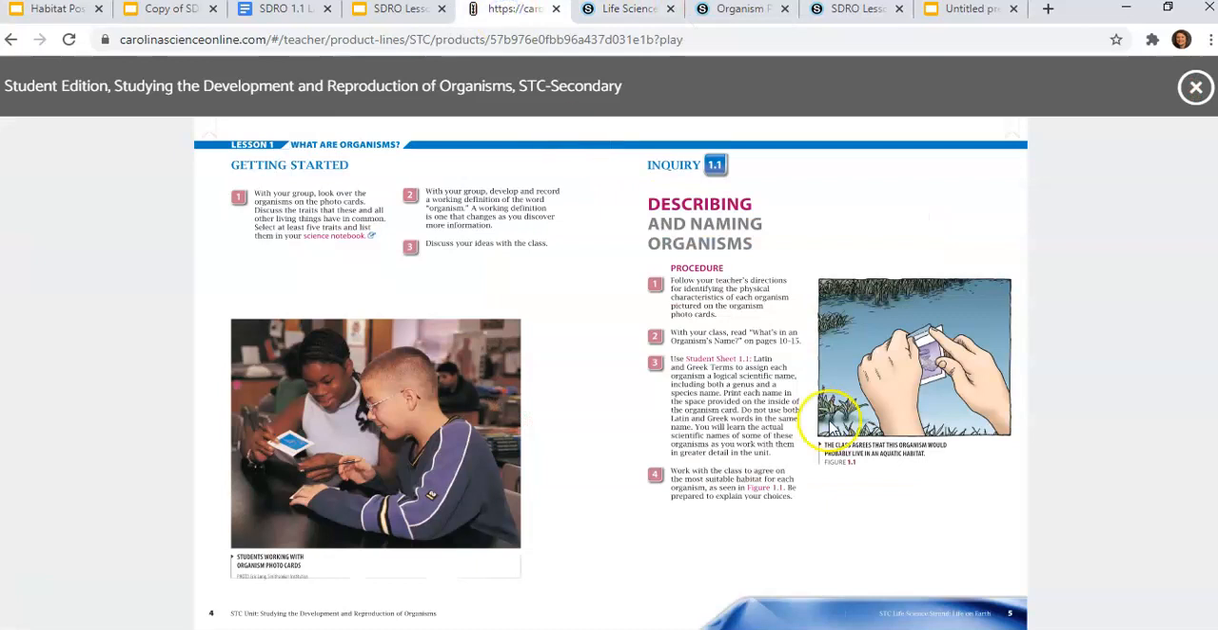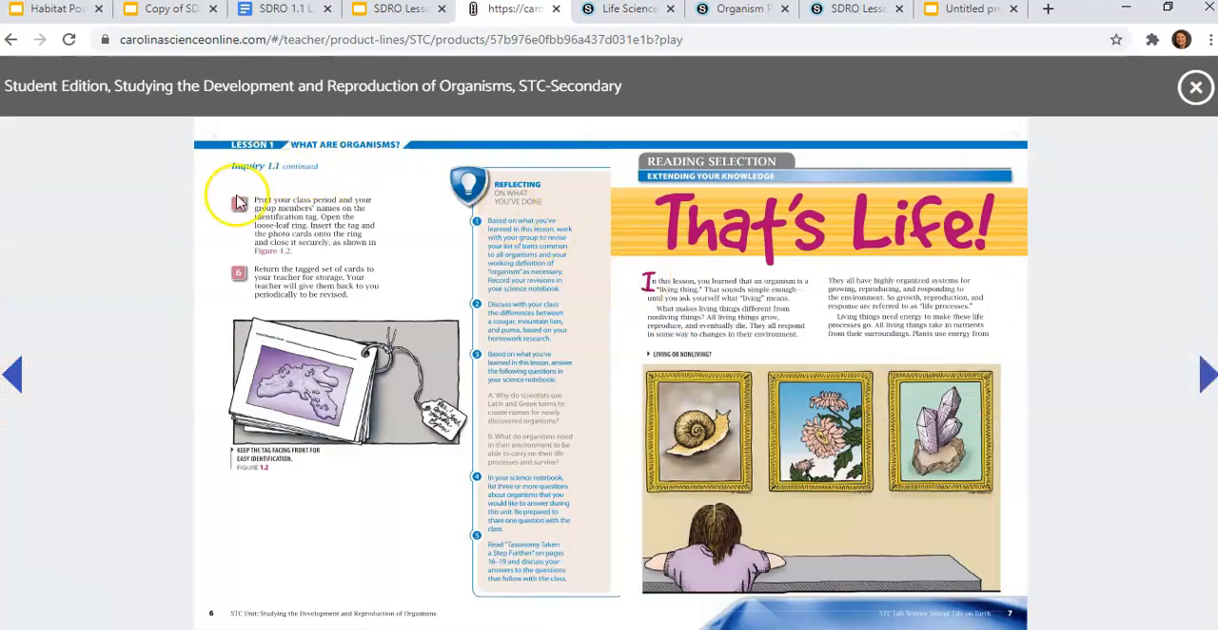Okay, now if we continue looking at our procedures in the lab, it tells some things that we're not going to be doing because ours is digital or virtual. But if we were in class and made these on actual paper cards, we would do steps 5 and 6. But we're going to skip steps 5 and 6 because we are not actually in the classroom with paper cards.